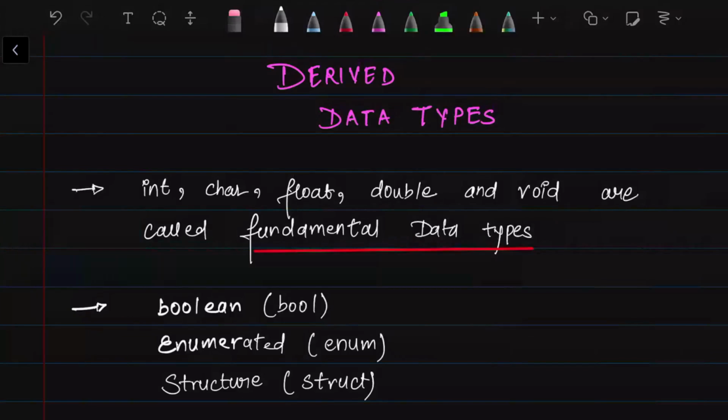Now these derived data types are a little bit complex, and Boolean is not much more complex, but we are going to discuss these data types later in our videos. At this point, I'm not going to discuss them because I don't feel it is necessary at this point of time. But just for the sake of information and knowledge, I have given you a brief overview about derived data types.